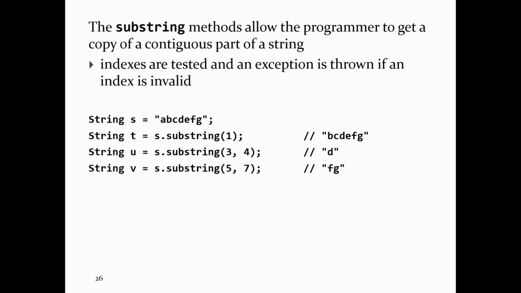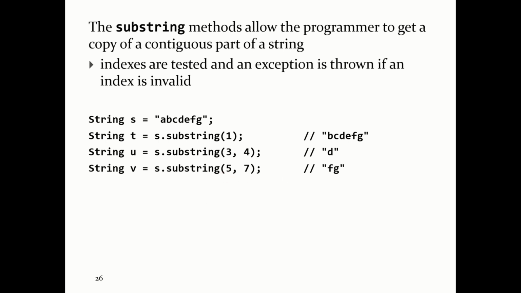If you give it two operands, or two indexes, then the second index is interpreted as the stopping index, but substring stops one position before the stop index. So substring(3, 4) means give me the substring of s starting at index 3, so 0, 1, 2, 3, that's the d, going up to but not including index 4. In other words, going up to but not including the e. So you just get the d in this case.